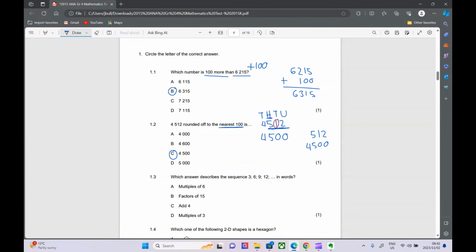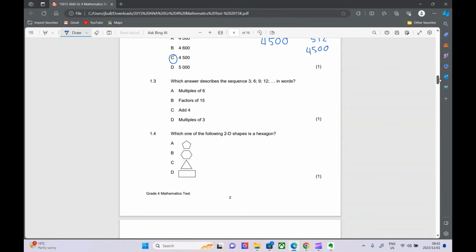Which answer describes this sequence? So 3, 6, 9, 12 in words. Okay, so I would just go through and cross out which ones are not relevant. So let's see, multiples of 6. So multiples of 6, that's like the 6 times tables. Okay, so 6, 12, 18, and so on. Okay, so multiples just means times tables. So we can see that's definitely not the right sequence. So let's cross that out.